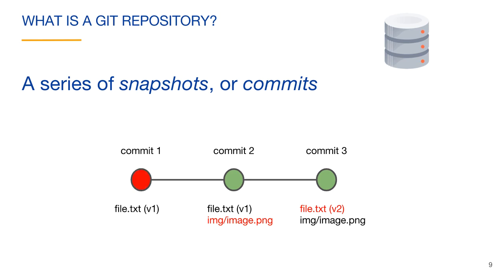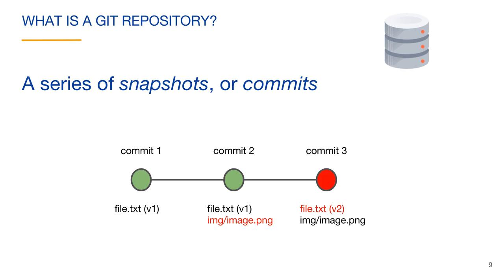In the first commit, a file named file.txt was added to the repository, beginning the process of tracking this very simple project. In commit 2, a directory or folder named img was added along with an image named image.png. The original file.txt file is also included in commit 2, maintaining a complete snapshot of the project.